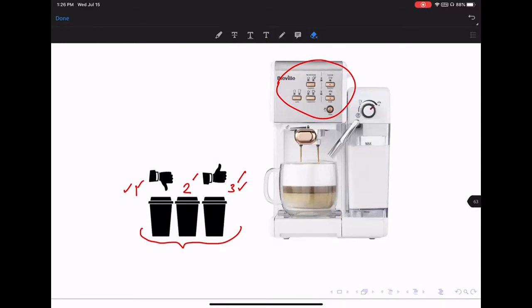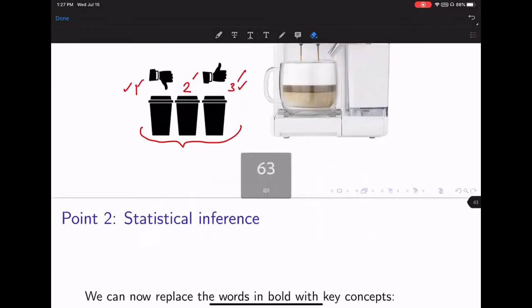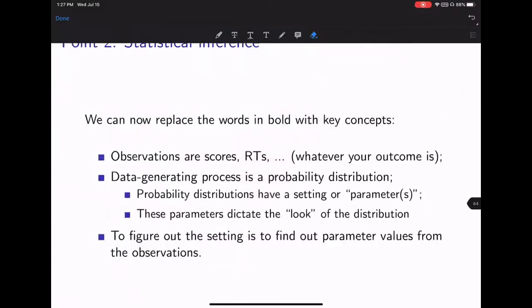Now, with this analogy in place, we can go back to the text and replace some words with the correct terminology. Observations are your outcome variable. Scores, reaction times, English proficiency test scores, motivational profile of your students, you name it. Observations are your outcome variable, the things you observe for your outcome variable.